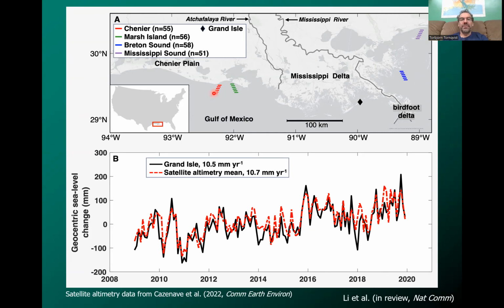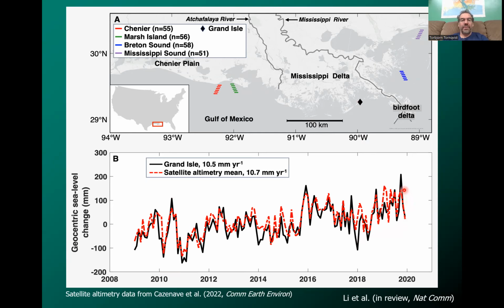Basically, their paper includes hundreds of what they call virtual coastal stations. And 4 of those happen to be located basically along the coast of Louisiana. So these are the 4 that Guangdong has used. And he was able to compare the average record from these 4 virtual stations with the Grand Isle tide gauge, which is located here, which had been corrected for vertical land motion. And the result is what you see here.